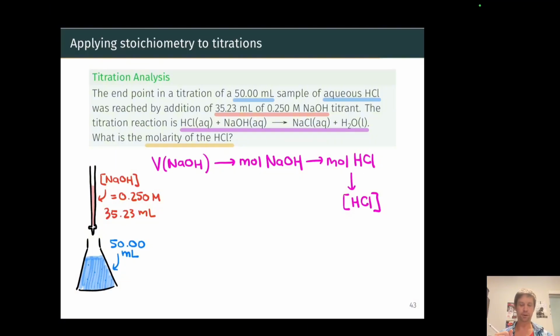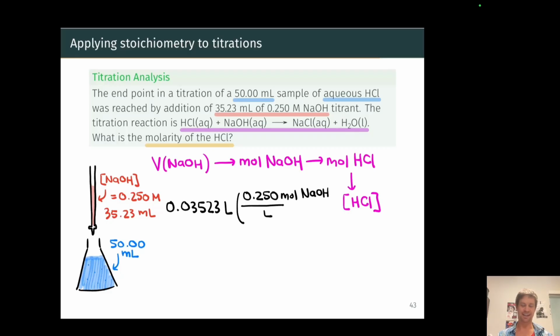So the first thing I'm going to do just to work through the math here is convert the volume of NaOH solution into liters. So 0.03523 liters is the volume of that sodium hydroxide solution that we used. We then need to apply the molarity of NaOH to get to the moles of NaOH. That's 0.250 moles per liter of solution. And that's moles of NaOH.